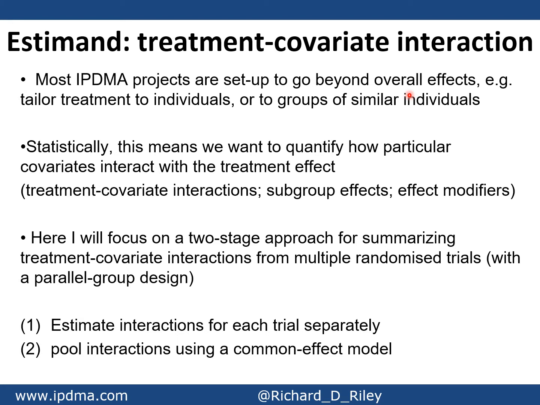And I'm very pro a two-stage approach to IPD meta-analysis, at least when you've got reasonably sized studies. And therefore I'm going to focus today on a two-stage approach to IPD meta-analysis. And this is where, in the first stage, we're going to estimate interactions for each trial separately. And in the second stage, in our meta-analysis, we're going to pool those interactions and primarily going to assume a common effect model, which assumes that the true interaction size is the same in every trial.